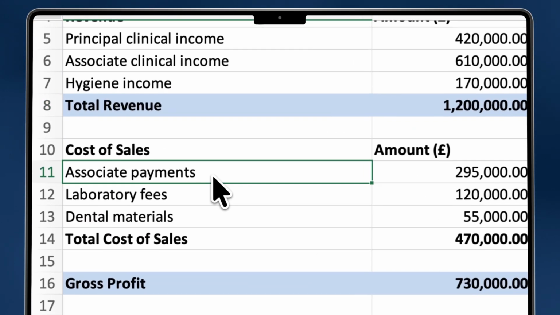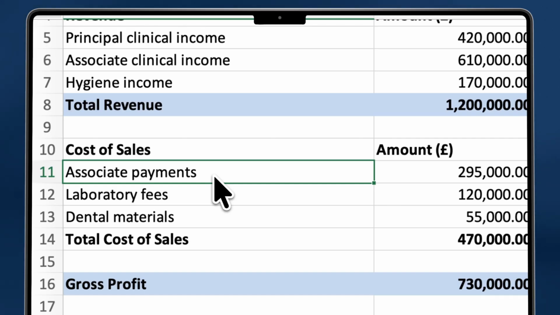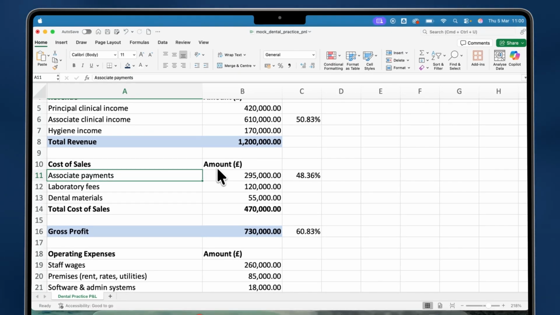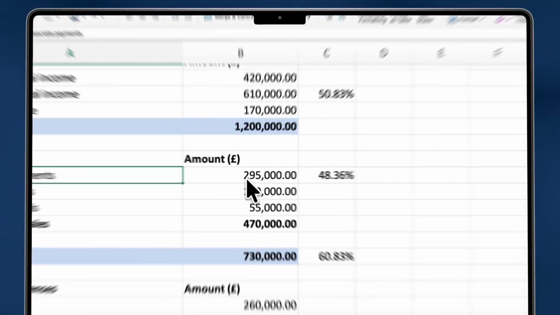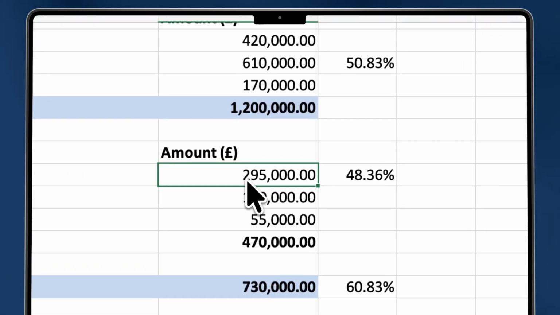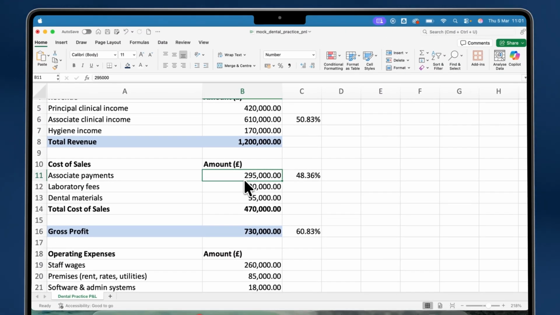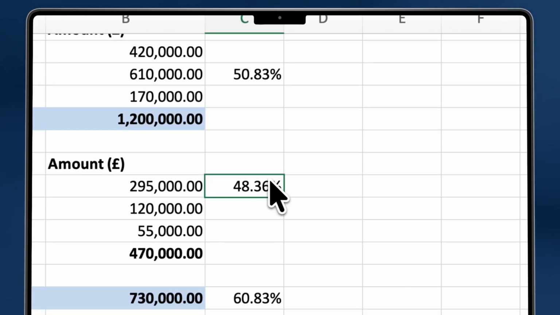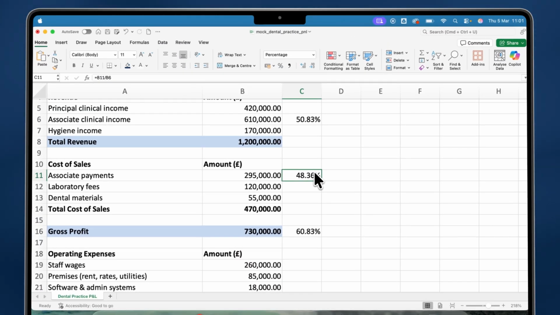The next place I naturally look at, and I'm pretty sure you will be looking at too, is how much payments are made to the associates. In this example, it's 295,000. And that helps me understand what your percentage agreement with the associates is. You can see on the screen, I've calculated it for you, just to make it easier.